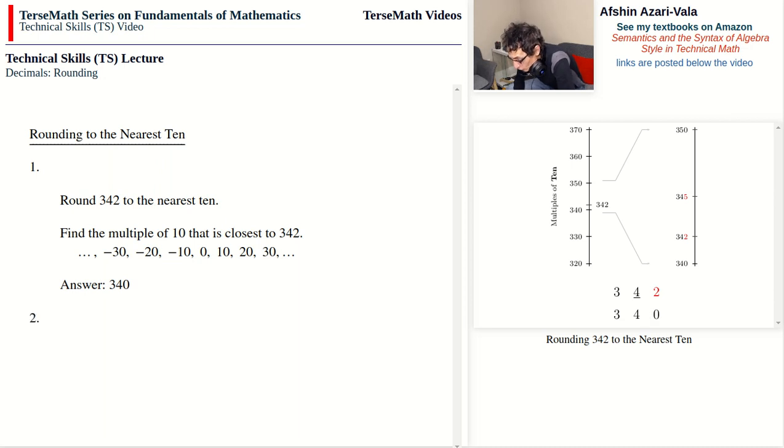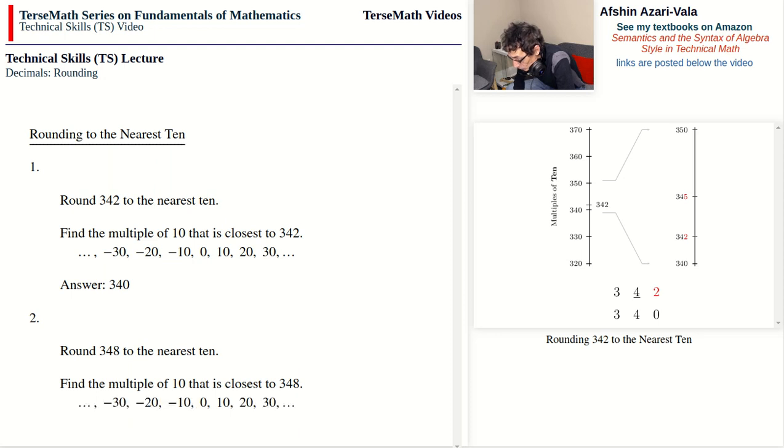Okay, problem number 2. Round 348 to the nearest 10. And again, what this means is find the multiple of 10 that is closest to 348. Multiples of 10 are here, from negative 30 to 30, but as I said, this list continues. We can go on to 40, 50, 60, 70, and then eventually 100, 110, 120, jumping in steps of 10 because we want to round to the nearest 10. And eventually we get to 320, 330.